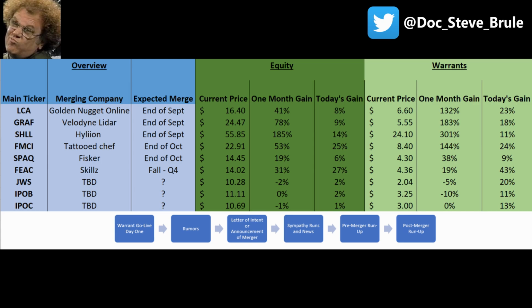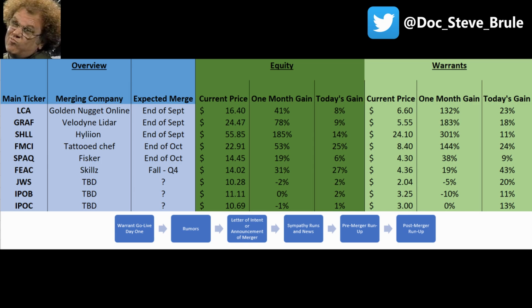Warrants are hot. Look at this, 301% up on the month on warrants for Shell. Wow, that is a great return. And look at these, LCA, Graph, FMCI, at 130, 183, 144%. There's a lot of money to be made on warrants. And why is it such easy money? It's because you can lose it all in the click of a finger. So be careful with warrants. Know what you're trading when you do pick up warrants.